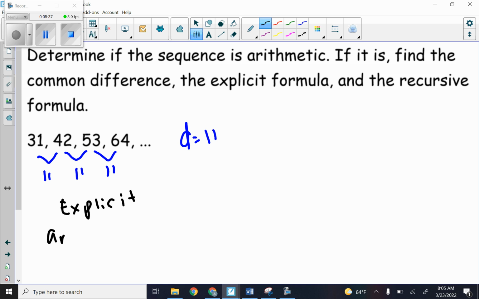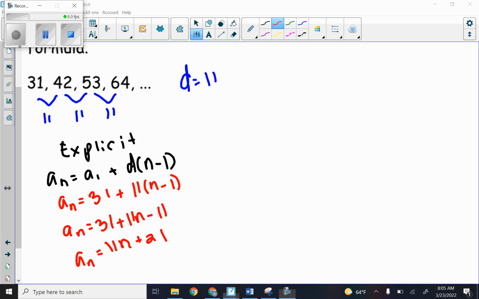So now find the explicit formula using a sub n equals a sub 1 plus d times n minus 1. Right, this is what I got for the explicit formula. A sub n equals 11n plus 21. Where that first term comes from is right here, first term in our sequence.